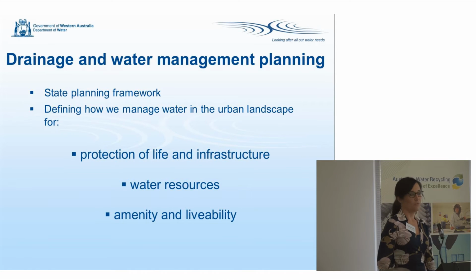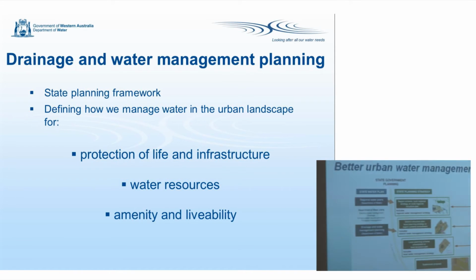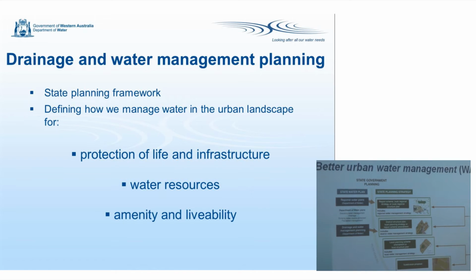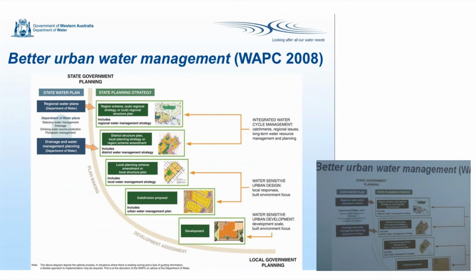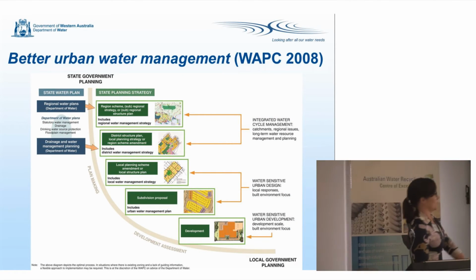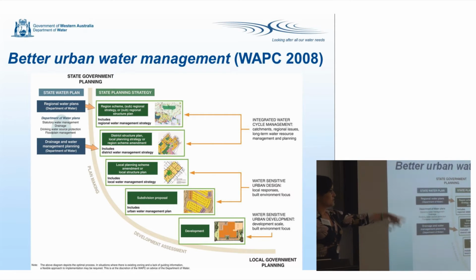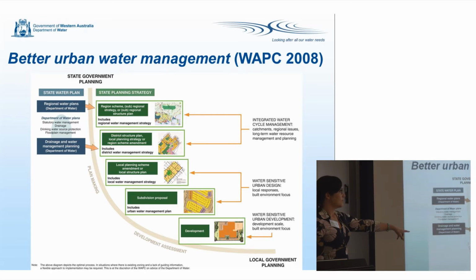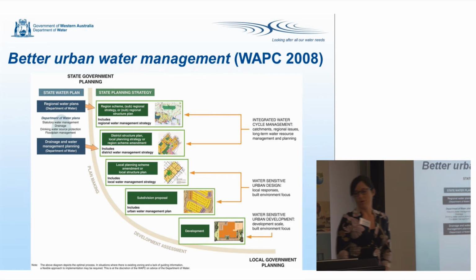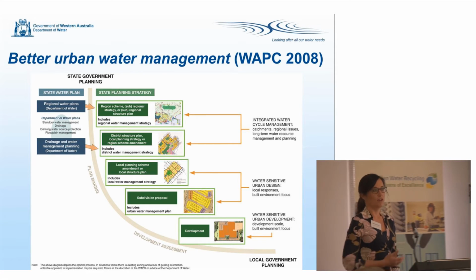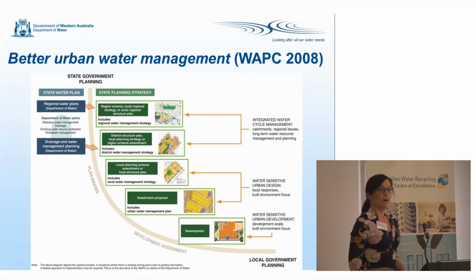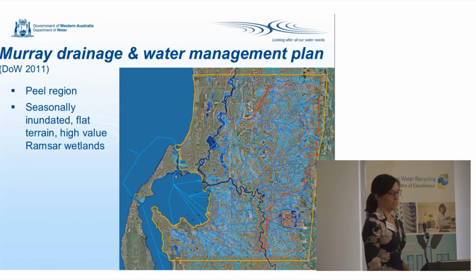There's an integrated land and water planning framework that we work within that was put out by the West Australian Planning Commission in 2008, and that actually defines, right here, drainage and water management plans, which link the strategic water planning and the land planning with the statutory land planning process, and that allows us to get in early to identify constraints for water and opportunities of how we're going to facilitate these communities.